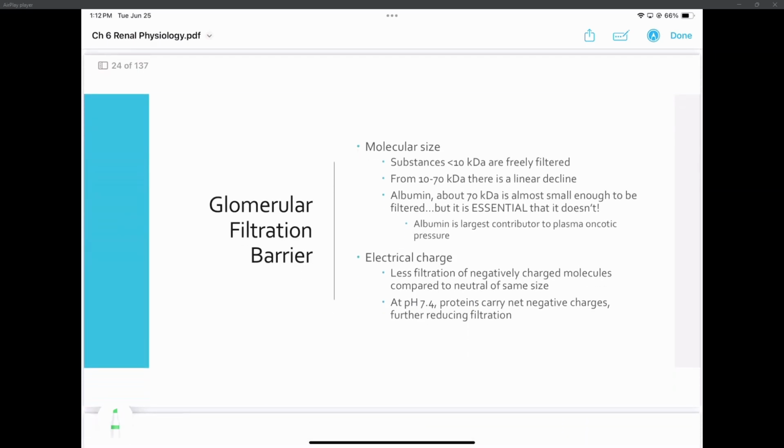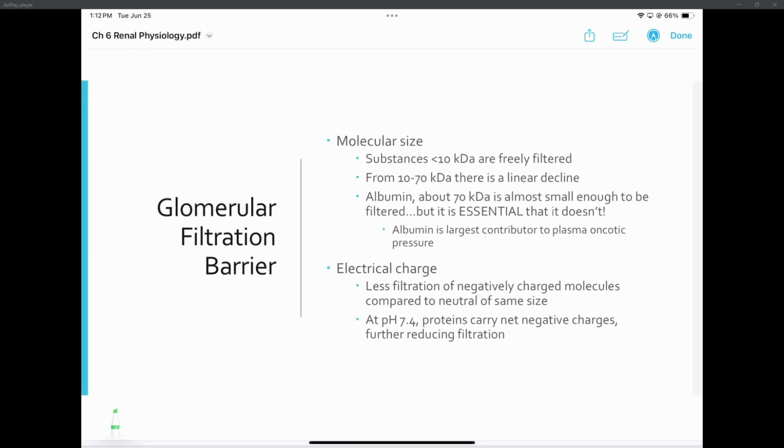Now, our barrier for filtration has two things: size of the molecule and the charge of the molecule. Those two things are a barrier to keep chemicals or structures or solutes out of the tubular fluid and the urine. So substances less than 10 kilodaltons are freely filtered. From 10 to 70, there's a decline. Albumin, what's albumin? Protein made by what? The liver, okay? Albumin is right at about 70 in its size. So it's almost small enough that it can get filtered.